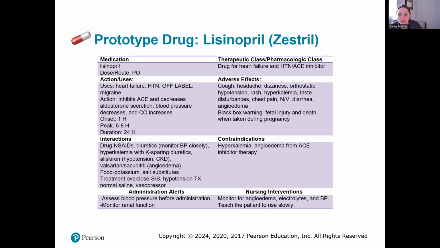Headache, dizziness, orthostatic hypotension. All those make sense. If my blood pressure is really low, or I've reduced the blood volume, I can have those symptoms, right? Rash, hyperkalemia, because as we talked about earlier, they're usually attached to a potassium ion. Taste disturbances, chest pain, nausea, vomiting, diarrhea, and then angioedema. It also says fetal injury and fetal death when taken in pregnancy. So it's avoided. But the angioedema, that can happen as soon as you start taking it, or it can happen years later.